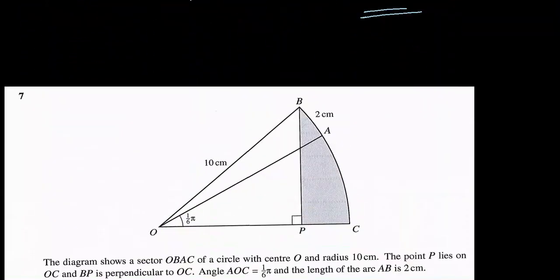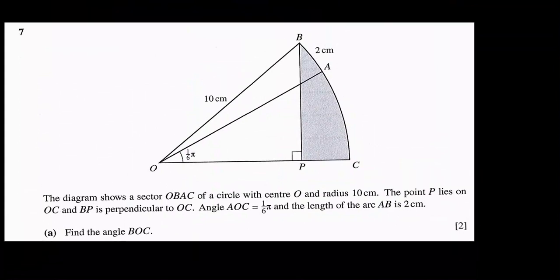Moving on, number 7. The diagram shows a sector OBAC. You can see that with center O, radius 10. The point P lies on OC, and BP is perpendicular to OC. Angle AOC is 1 over 6 pi, and length of arc AB is 2 centimeter. Find the angle BOC, which includes 1 over 6 pi. So actually they are asking us to find this and then add pi by 6 to this.